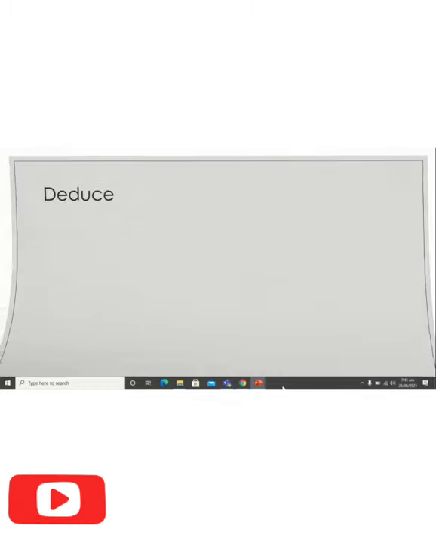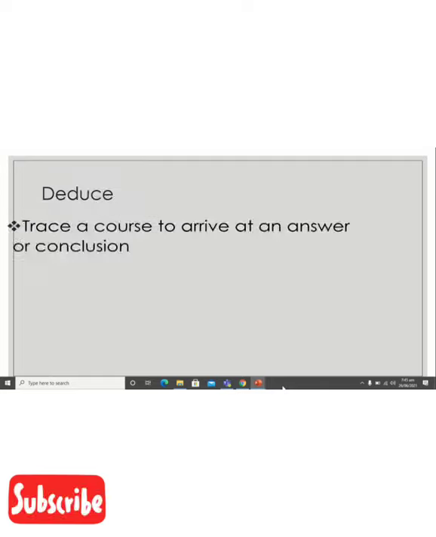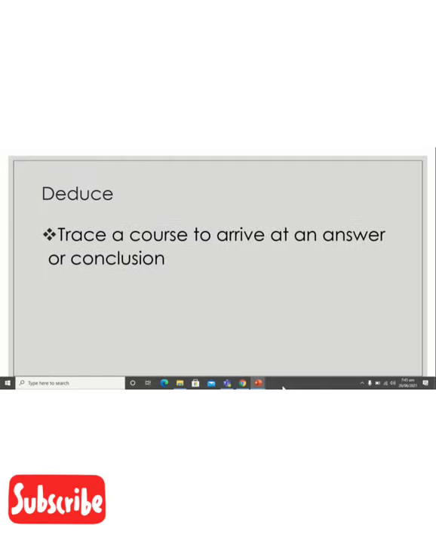All right. Next thing is deduce. What on earth do we mean by deduce? Nothing again too tough. It means trace a course to arrive at an answer or conclusion. Trace a course. So how did you get to this answer? How did we get to this answer?